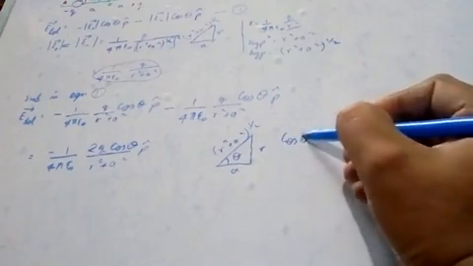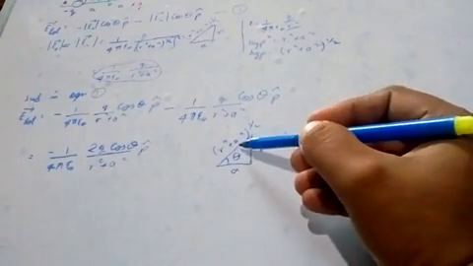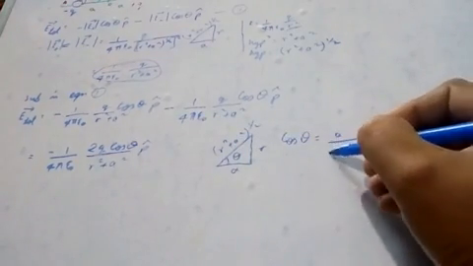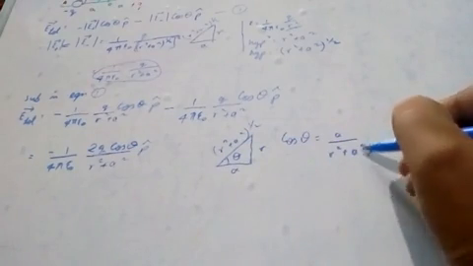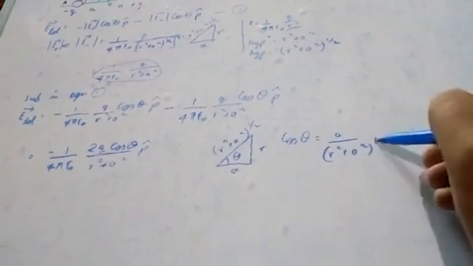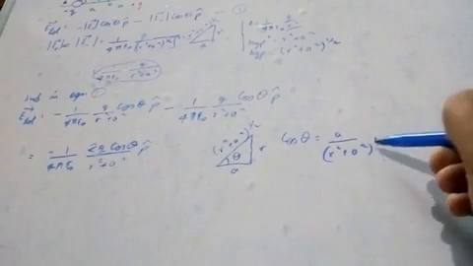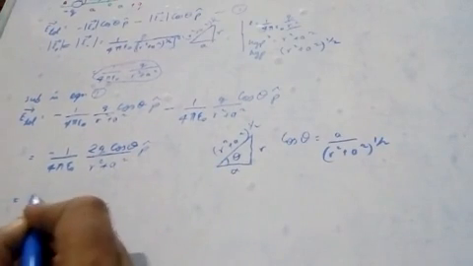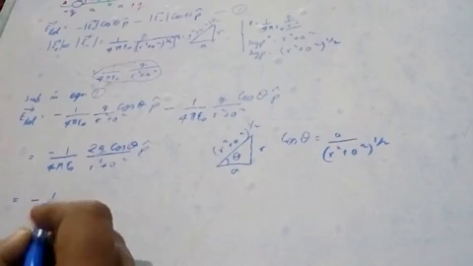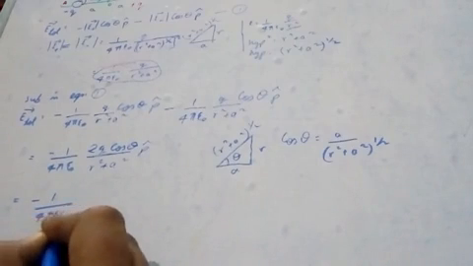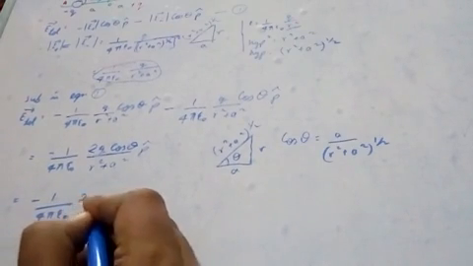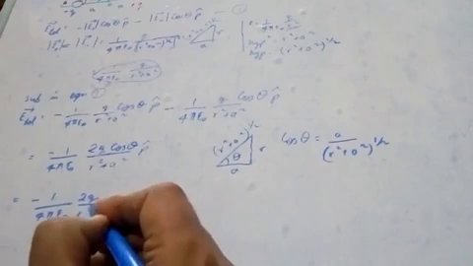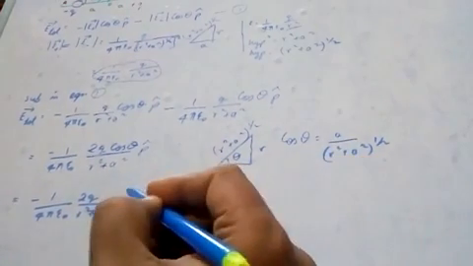So cos theta is equal to adjacent side by hypotenuse, so a by r square plus a squared power half. Let me take that and write it instead of cos theta. So what we have is minus 1 by 4 pi epsilon naught 2q by r square plus a squared, and instead of cos theta write this value.